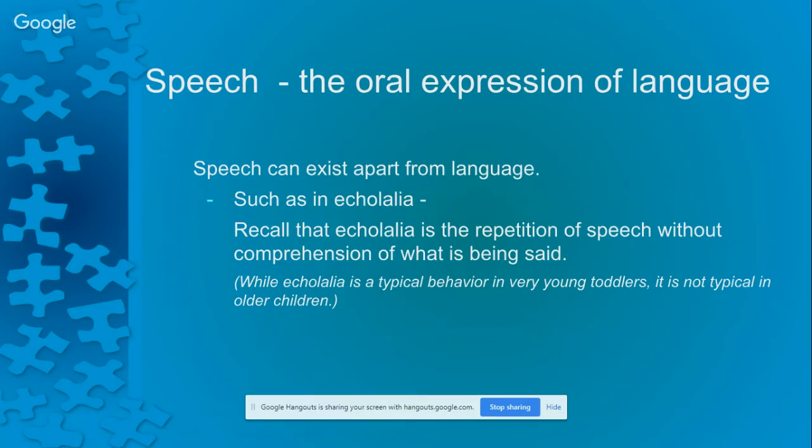As a child goes beyond toddlerhood, echolalia is no longer considered typical. In fact, echolalia, speech apart from language, is a characteristic of a disorder in older children, such as children with autism often represent or have echolalia as a representative part of who they are, and that is atypical in older children.